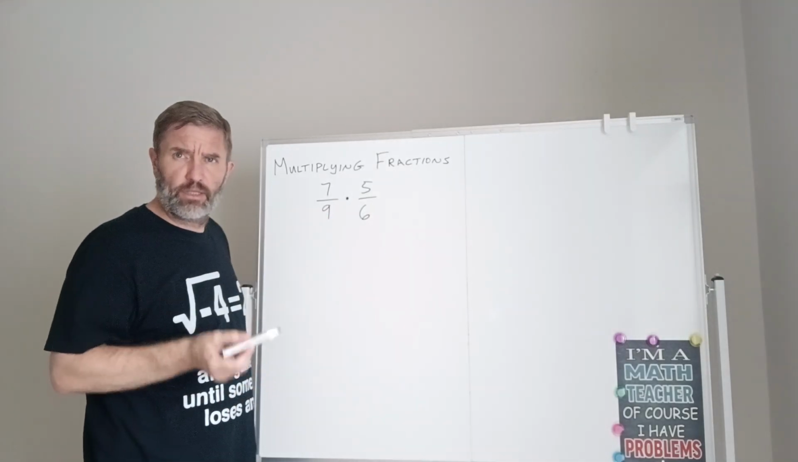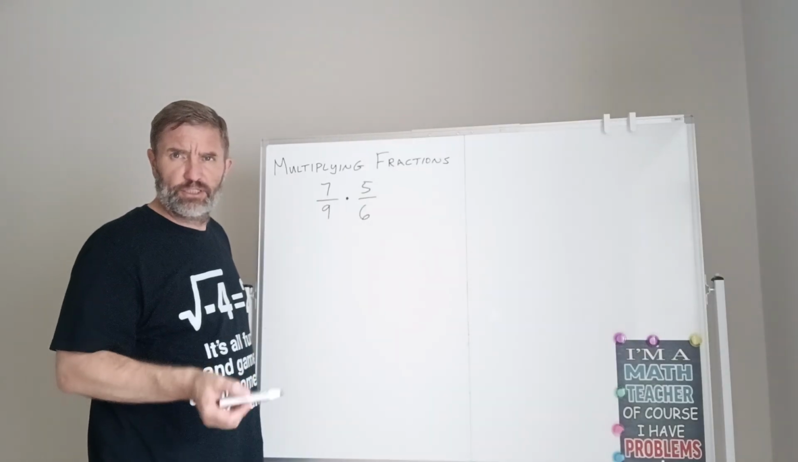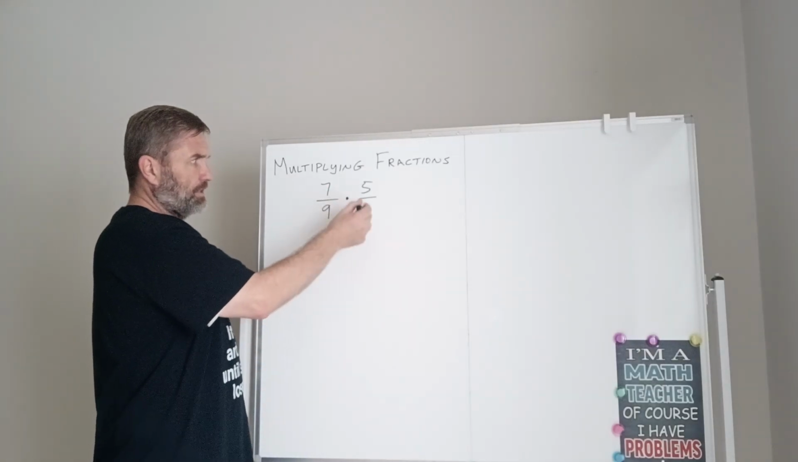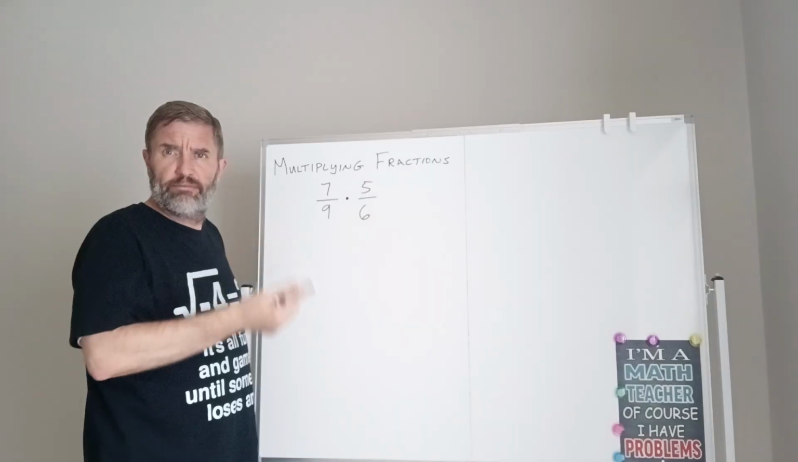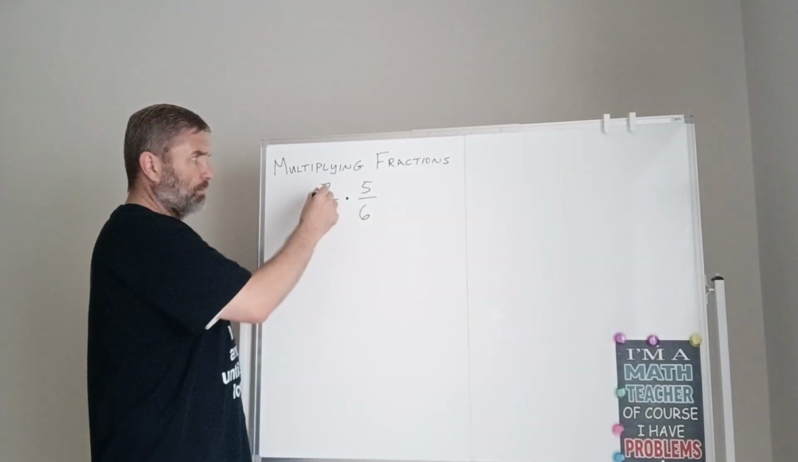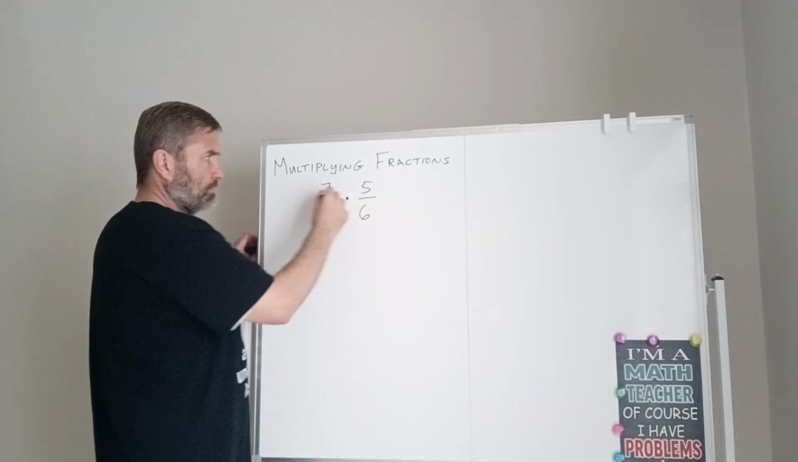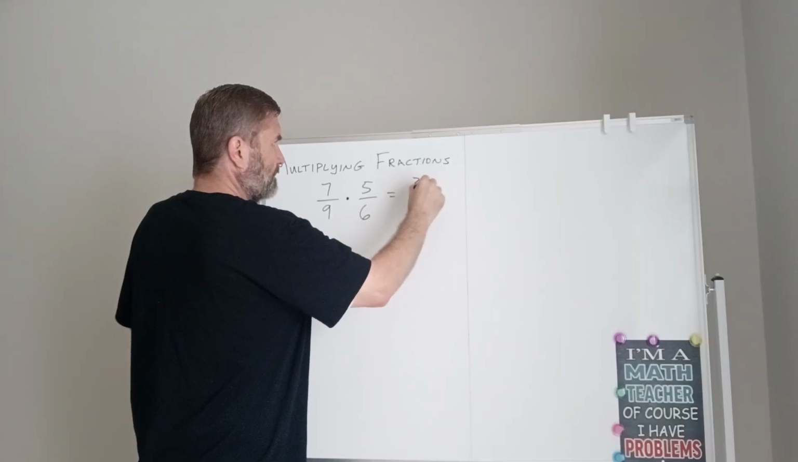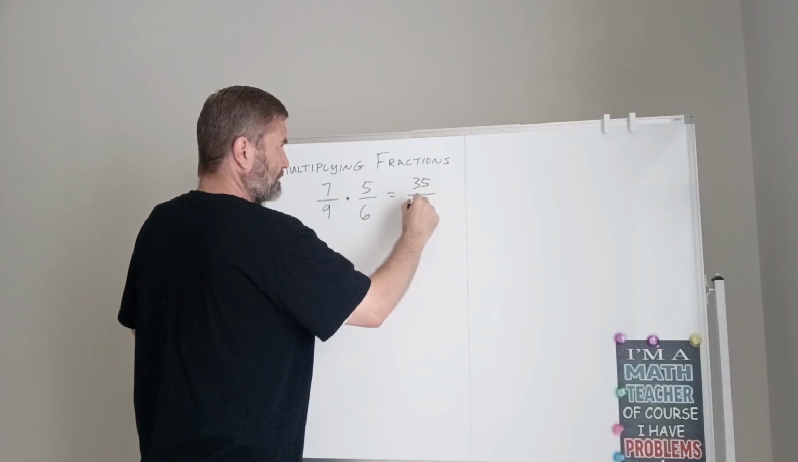Now the first thing you do when you multiply fractions is check diagonally to see if these numbers have anything in common. If they don't, then you proceed by multiplying straight across. So 7 times 5 is 35, 9 times 6 is 54.